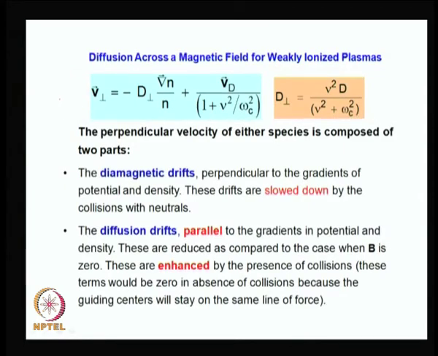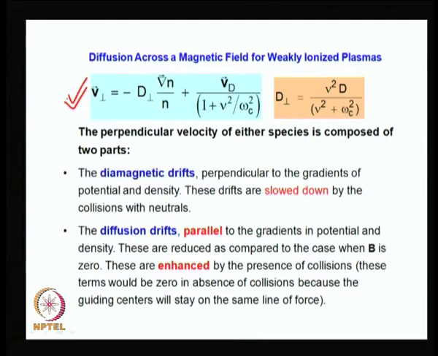So, let me summarize this discussion on diffusion across a magnetic field for weakly ionized plasma. We have derived an expression for the perpendicular velocity term.